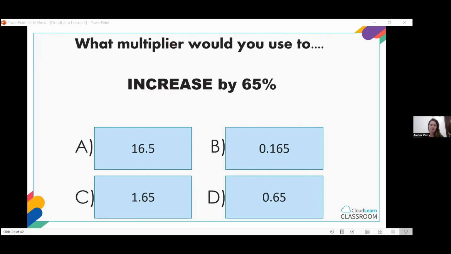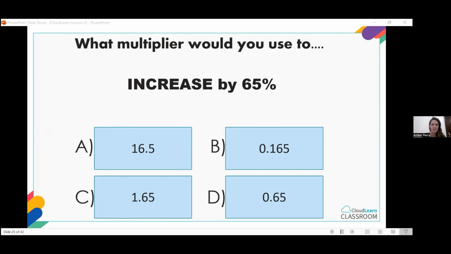Great. So that's four people answered. Someone else is joining in as well. Excellent. So 75% correct there. This time it's going to be 1.65. 165%, percent means divide by 100, so that's 1.65. I forgot to share the results. There we go. If I want to increase something by 65%, I can simply multiply that number by 1.65.